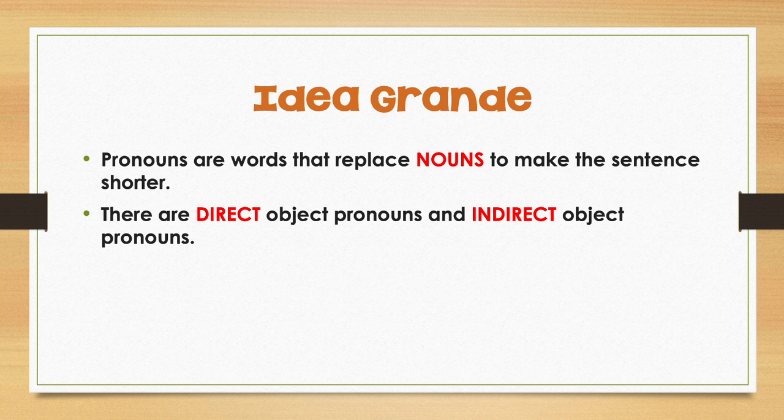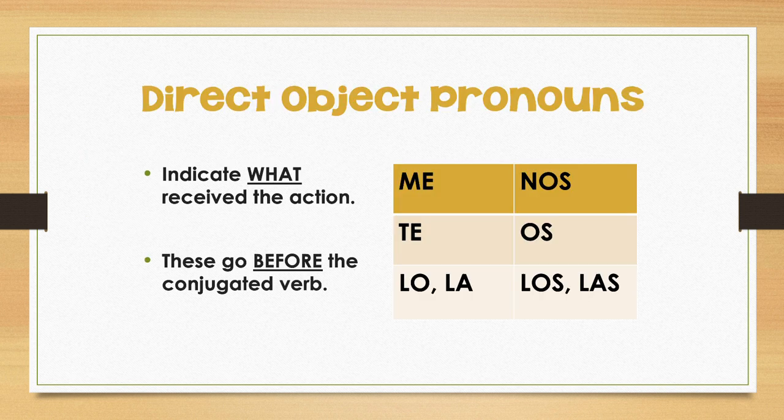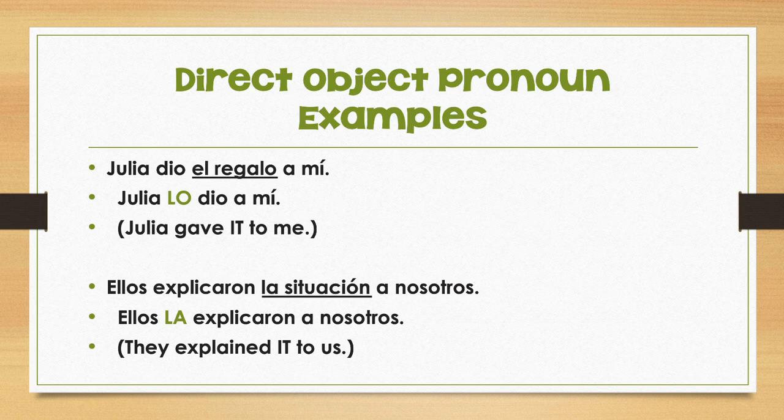All right, so let's take a look. Let's start with direct object pronouns. Direct object pronouns answer the question what? What did you kick? The ball. And they generally go before a conjugated verb. The direct object pronouns are me, te, lo or la, nos, os, los or las. So for example, I can say, Julia dio el regalo a mí. Julia gave the gift to me. I can replace the gift, because what did she give? The gift. I can replace that with lo and put it before the verb. Julia lo dio a mí.